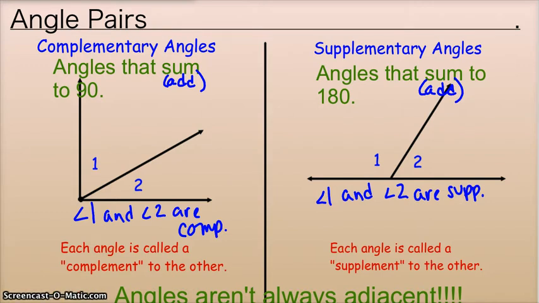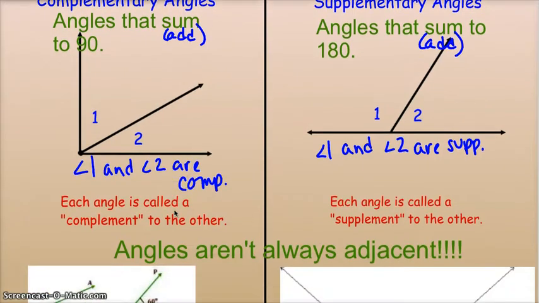A word that you will very often see with complementary and supplementary would be complement. Angle 1 complements angle 2. Angle 1 is the supplement of angle 2. You may see that word in there as well.